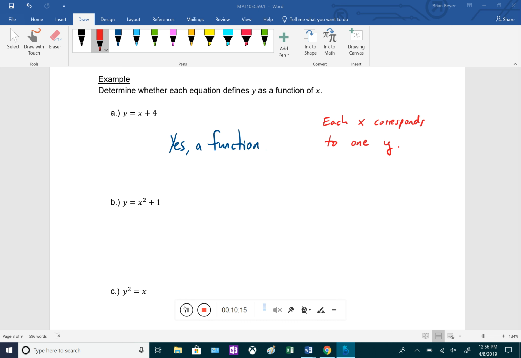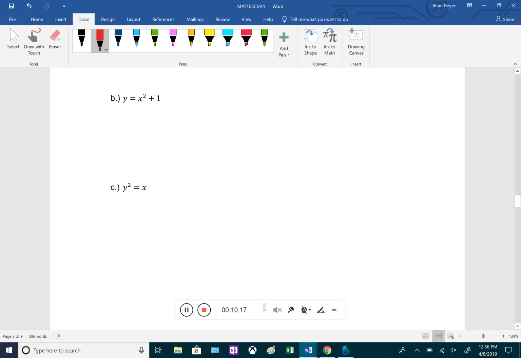Okay, and the next one we have y equals x squared plus 1. So once again, we imagine plugging in values here. Technically there's an infinite amount of values, that's why I'm not bothering plugging them in. If we plug in any value here, let's say we plug in 3 for x, that's going to be 3 squared plus 1, which is 9 plus 1, which is y equals 10. No matter what x value we plug in, we will be getting out one y value. So once again, yes, this is a function.